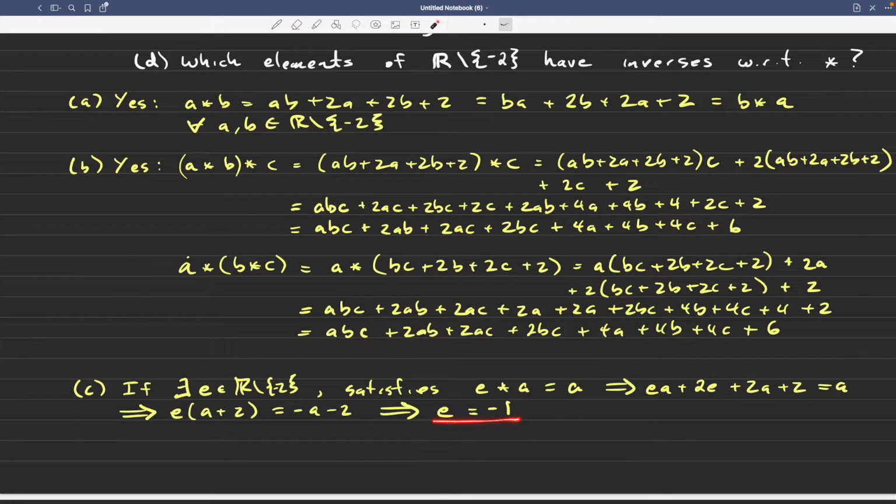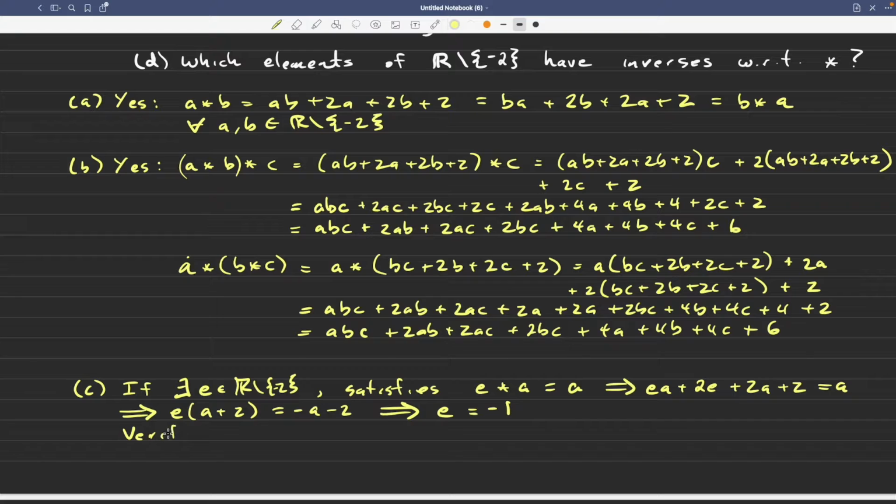Now let's check that negative 1 actually does satisfy the definition of an identity. Now we already know that this is a commutative operation, so I only need to check that negative 1 star A is equal to A. I don't also have to check A star negative 1 equals A, because I've already proven that the operation is commutative. So we're just going to argue that negative 1 star A equals A.